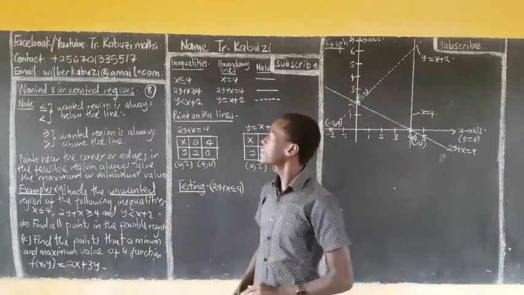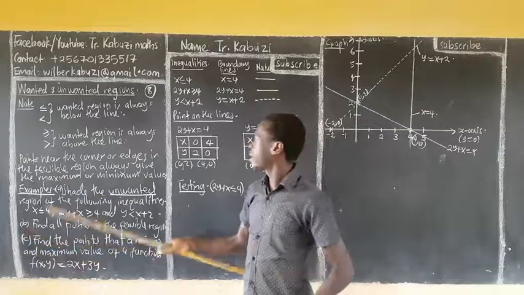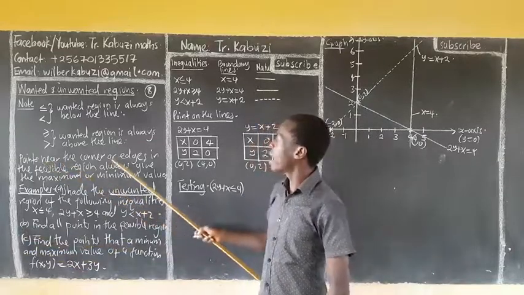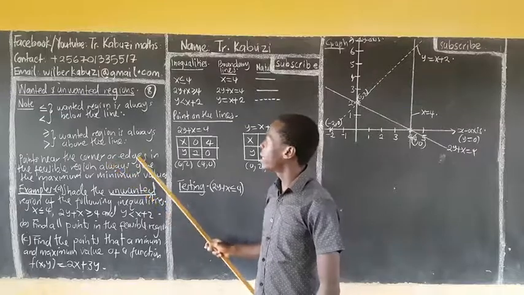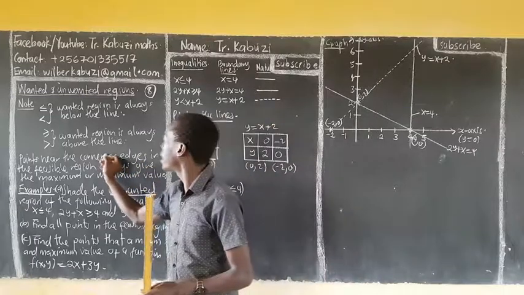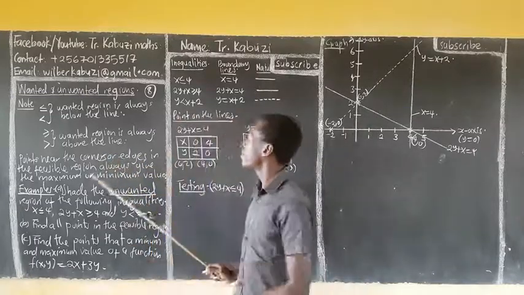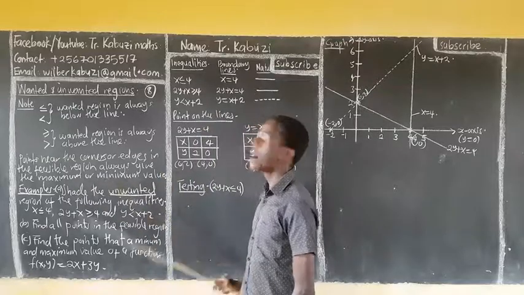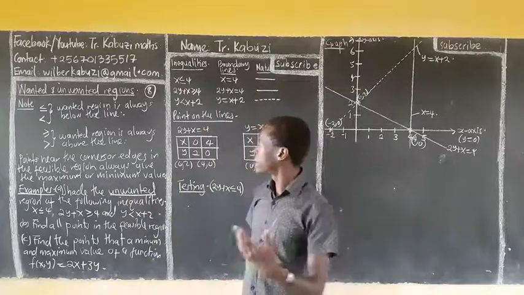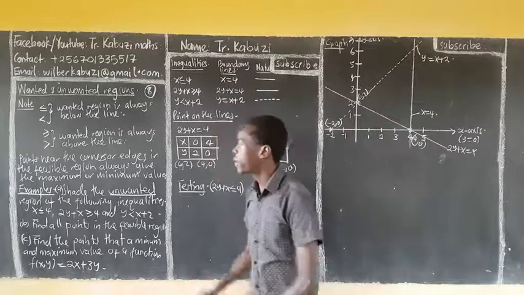Okay, another note is that points near the corners or edges in the physical region always give the maximum or minimum value. We are going to see how. Okay, let us go through this question.